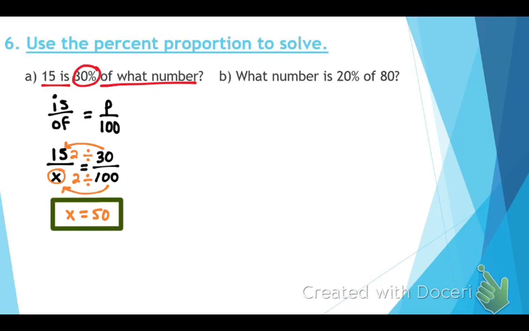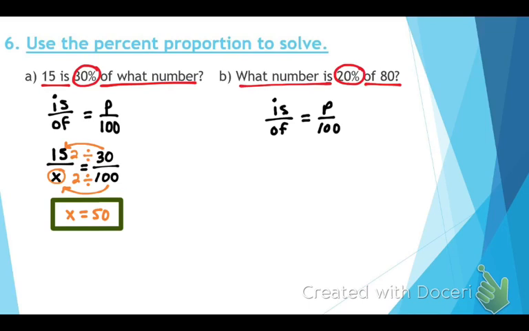But first things first, let's separate it into three separate sections. Hope, what should I underline? What number is? What should I circle? 20%. And underline? Very good. Remember, each time we're going to start with the formula. So remind me, class, what is the percent proportion formula? Is over of equals P over 100.